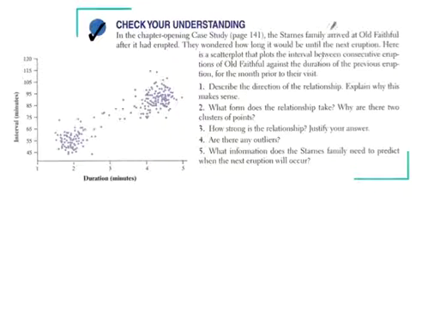So the Storms family arrived at Old Faithful after it had erupted. They wondered how long it would be until the next eruption. Here's a scatter plot that plots the interval between consecutive eruptions of Old Faithful against the duration of the previous eruption for the month prior to their visit. Number one says to describe the direction of the association or the relationship. Explain why this makes sense.